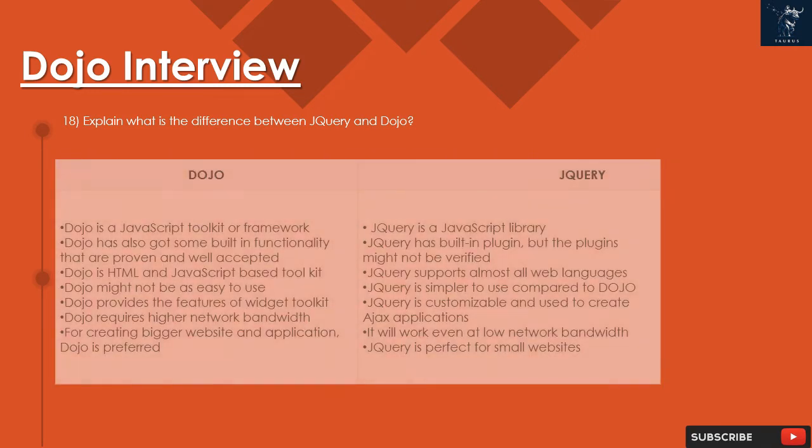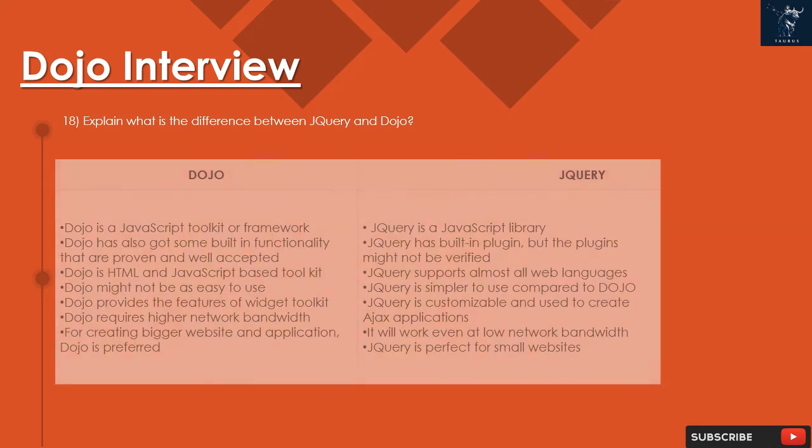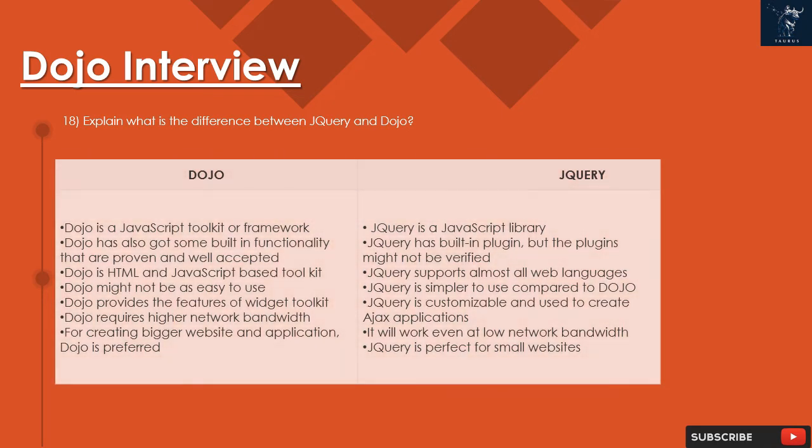Dojo is preferred over jQuery for those cases. jQuery is a JavaScript library. jQuery has built-in plugins, but the plugins might not be verified. jQuery supports almost all web languages. jQuery is simpler to use compared to Dojo. jQuery is customizable and used to create Ajax applications. It will work even at low network bandwidth. jQuery is perfect for small websites.